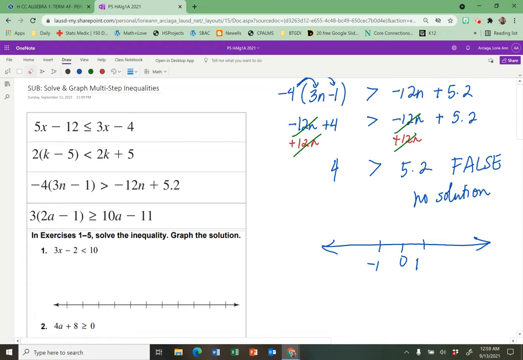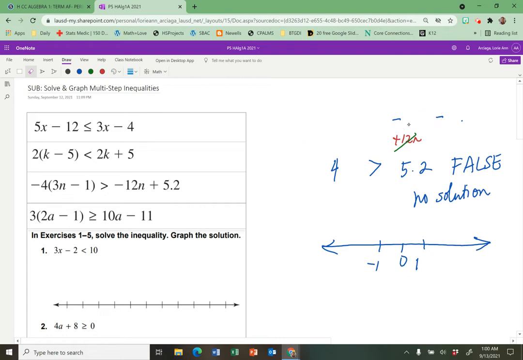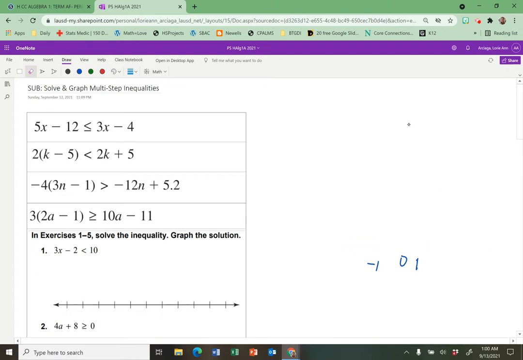Okay, so we've seen an inequality that has some solutions, right? And then an inequality with infinitely many solutions, and then another inequality with no solution at all. Okay, let's finish the last one so you can continue or you can start on your classwork for today. In your classwork for today, you'll do the same thing. You're gonna solve and graph.